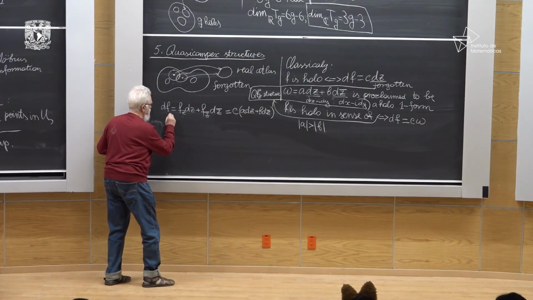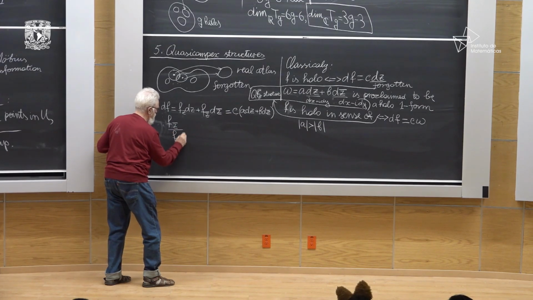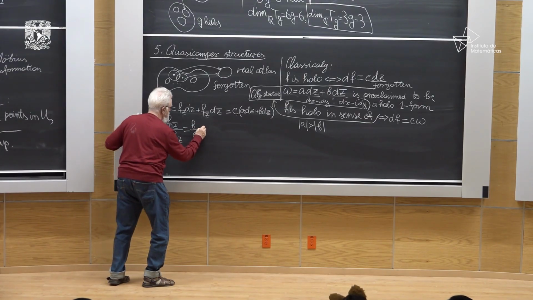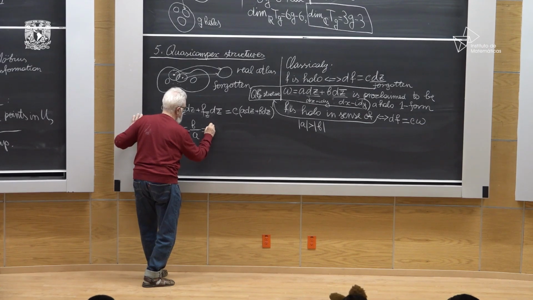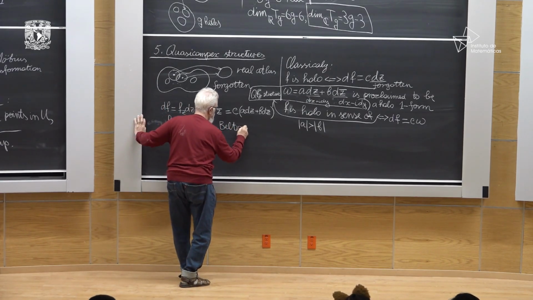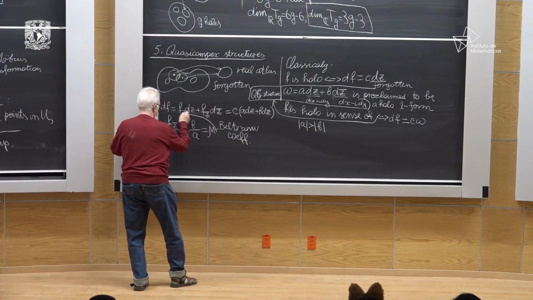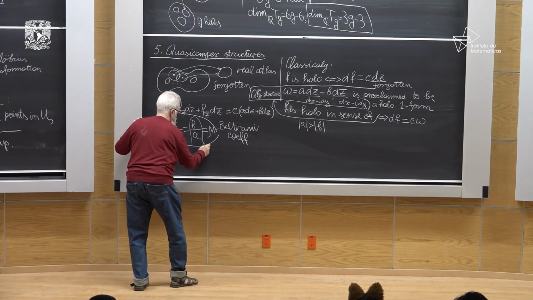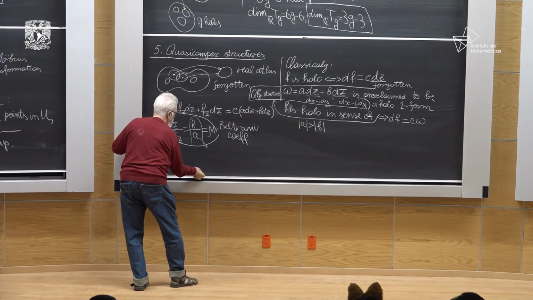So this function is denoted by mu. Mu is called the Beltrami coefficient. And the whole thing, with this part deleted, is called the Beltrami equation.